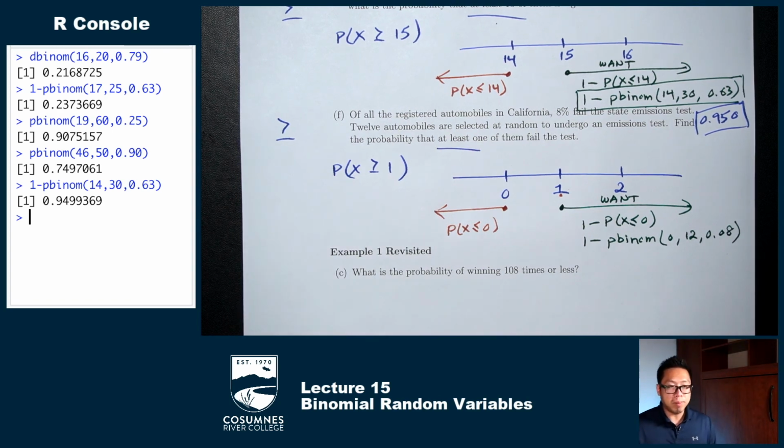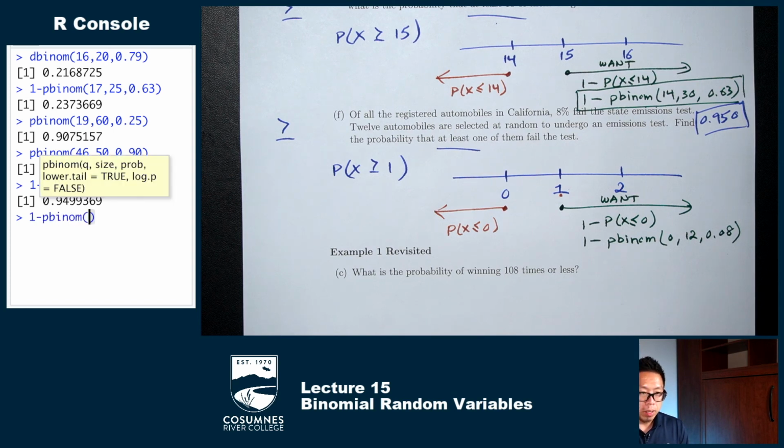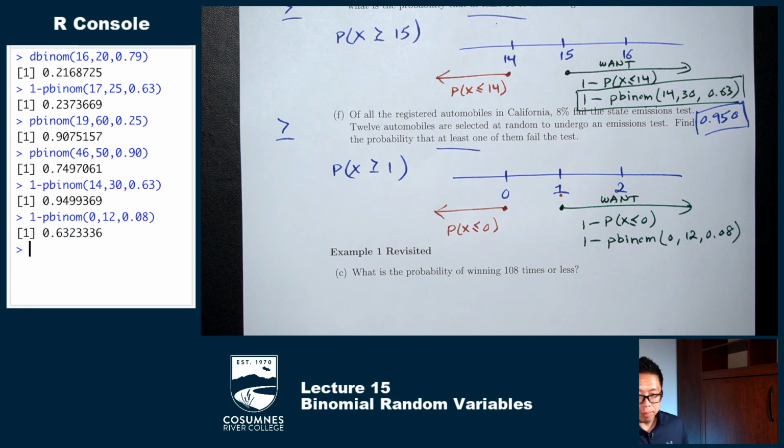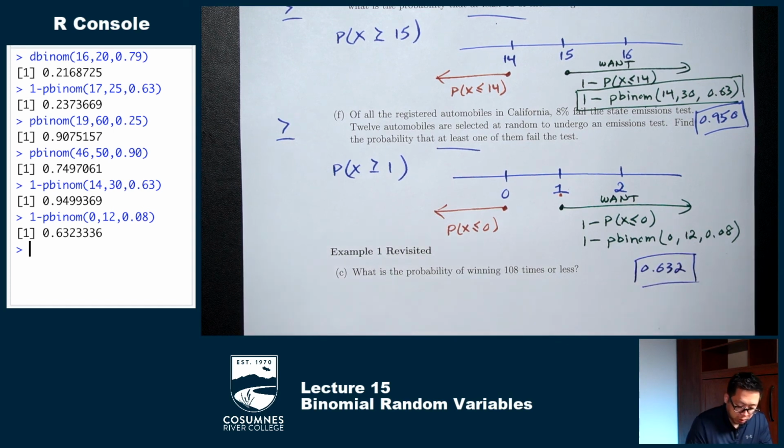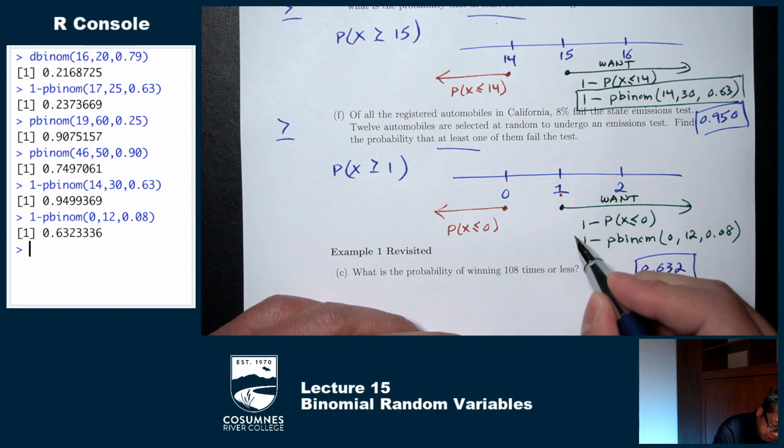So type this into R. 1 minus p binom, 0, 12, 0.08. 0.632. Okay, that's the final answer. And the command I typed into R was this part.